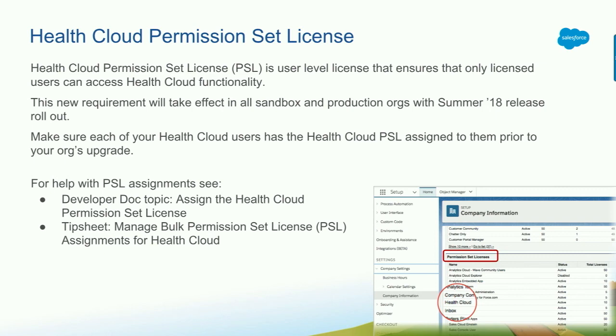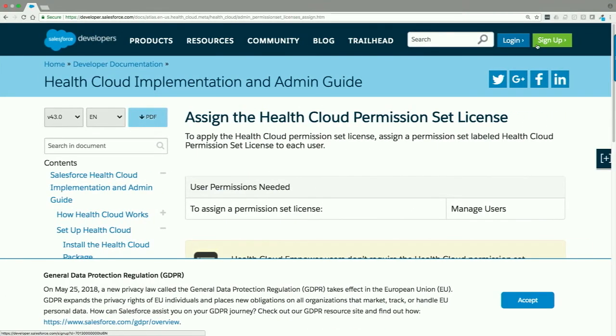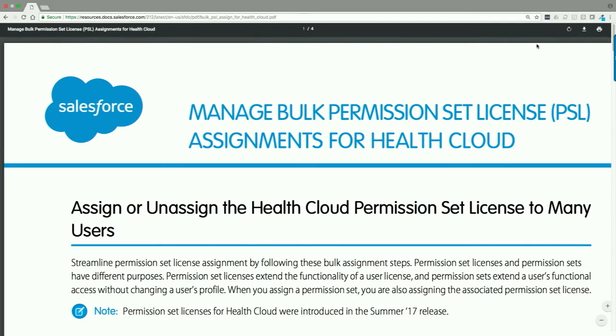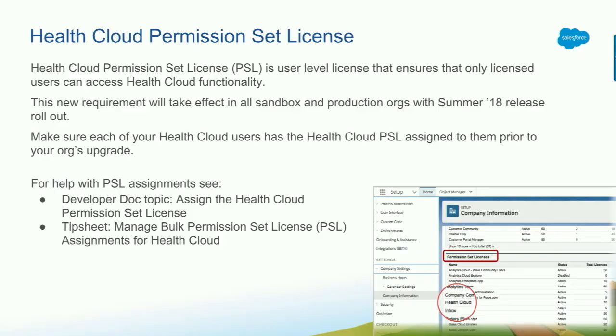For details on how to do the assignments, we have developer doc, through which you can do individual assignments on a user-by-user basis. Or if you have a lot of users, like hundreds or thousands of users, then you can also look at our tip sheet, which provides you a mechanism to use Salesforce Data Loader and do bulk assignments. You can also go into your Health Cloud admin setup and view the company information console, which will provide you the exact count of the licenses that you have outstanding and the ones that you have assigned.